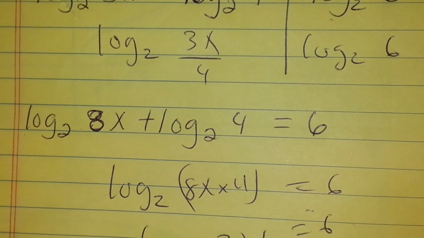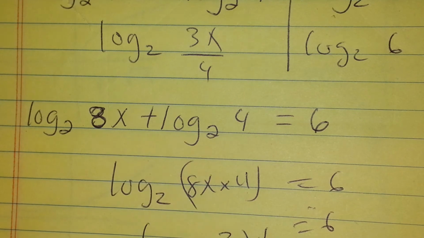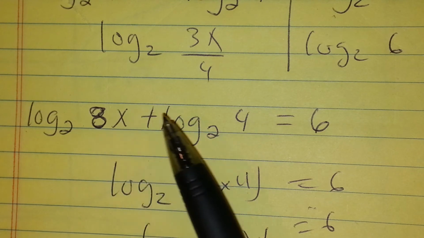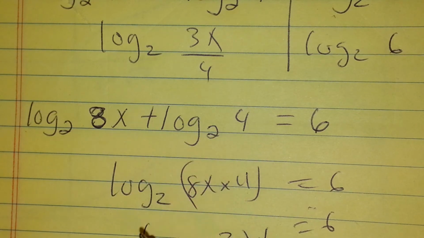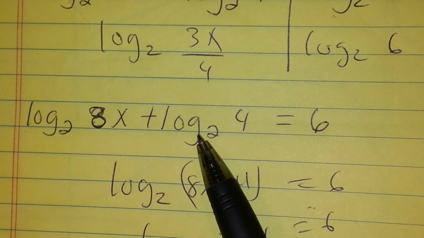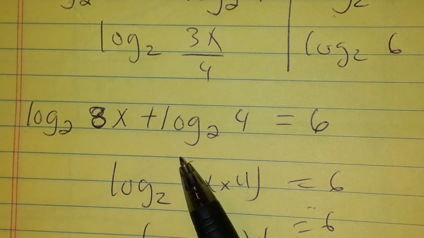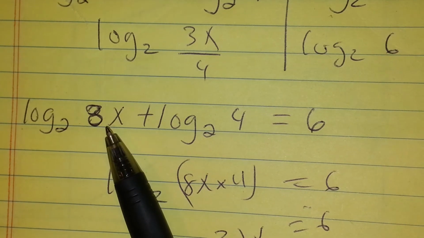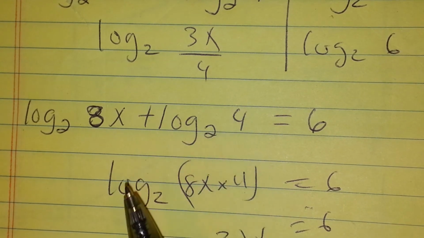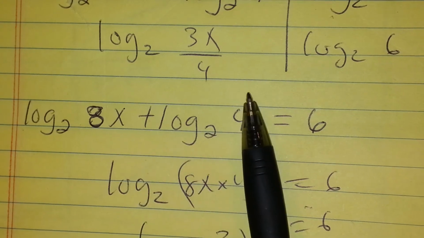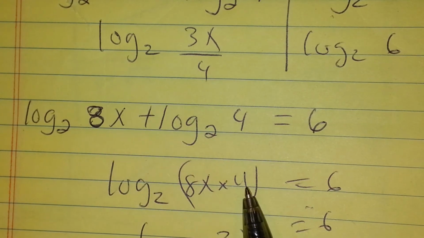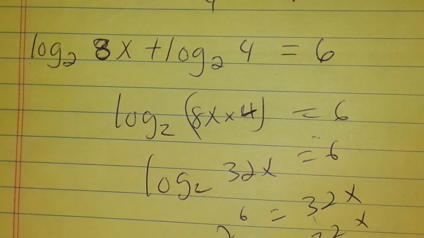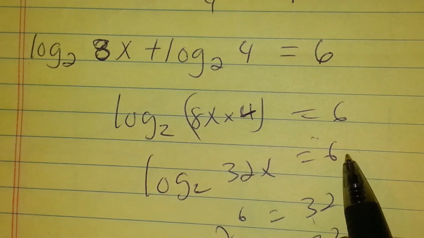A final type we've had is just a log on one side. Again, simplify. Here's the multiplication where log plus log, you simplify that into multiplication. Log of m plus log of n equals a single log where this is multiplied, m times n, or 8x times 4, not an 11. So that would be log base 2 of 32x equals 6.